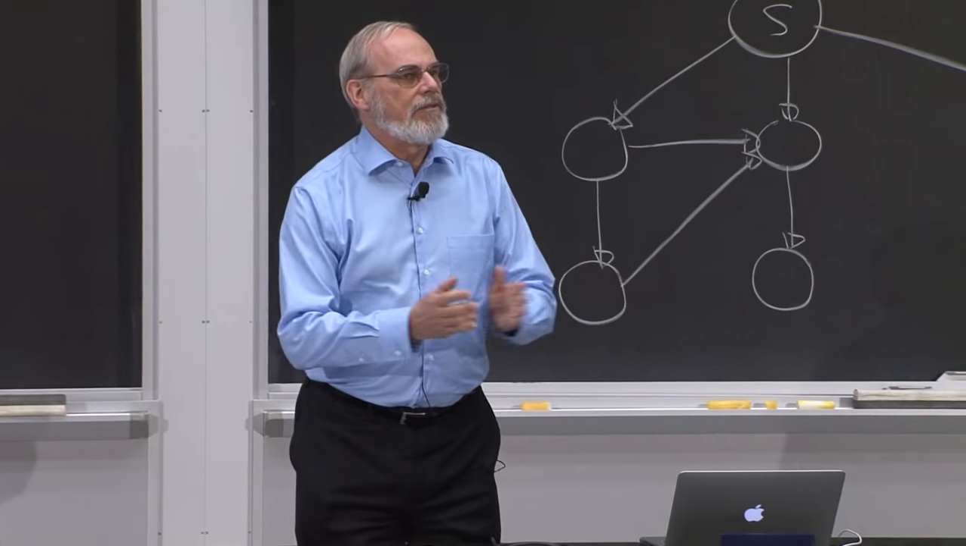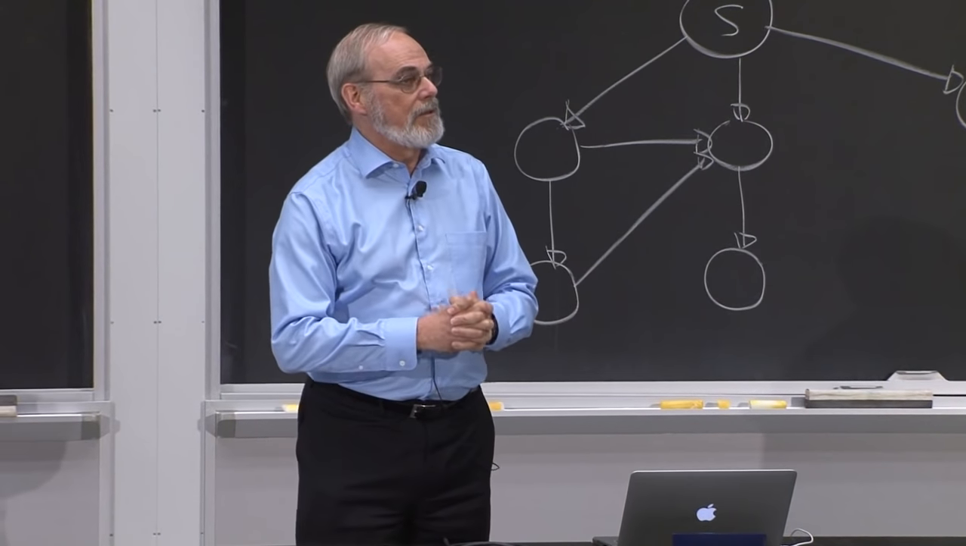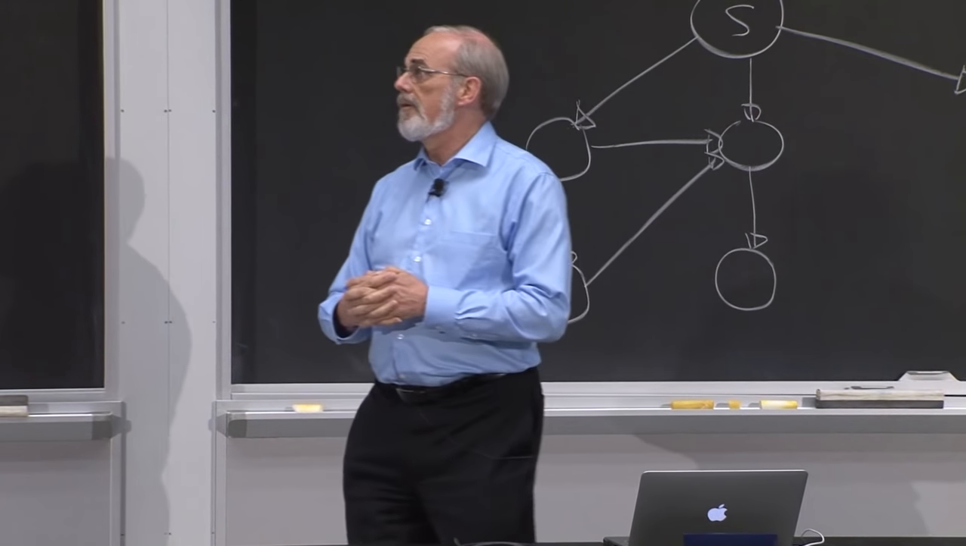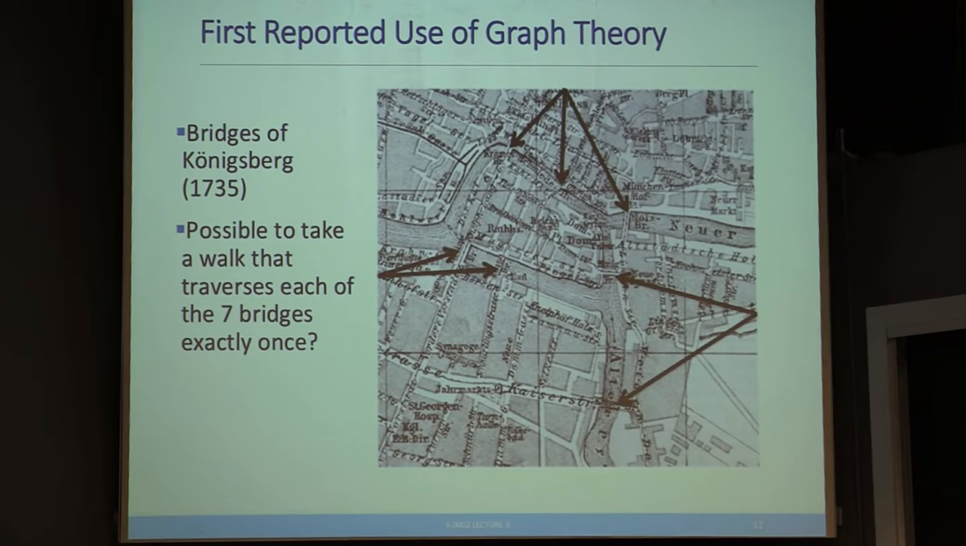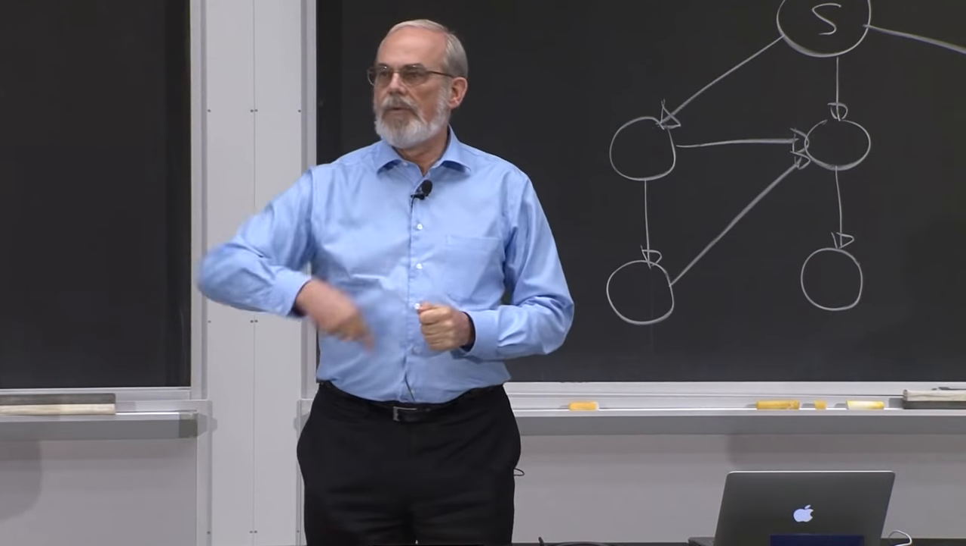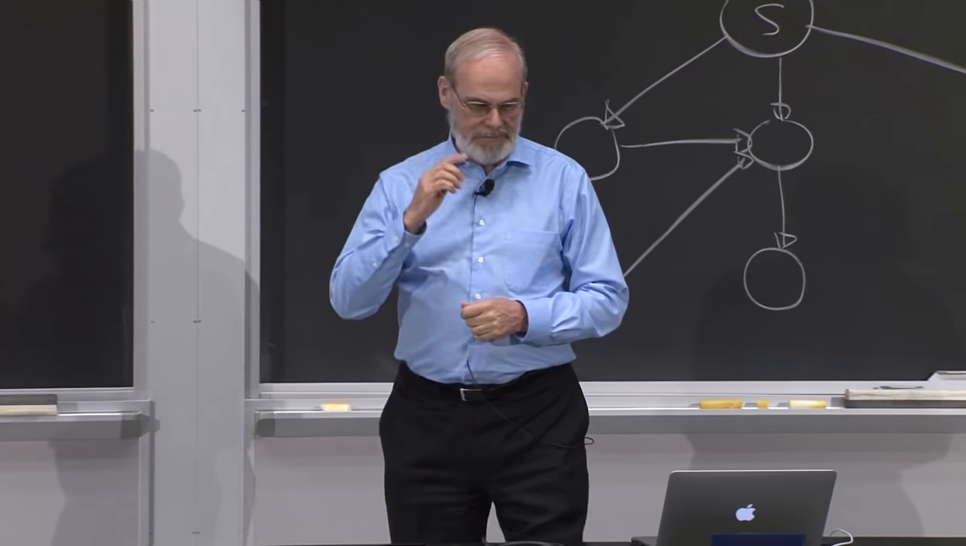Thinking about navigation through systems actually gives us a little bit of history, because in fact, the very first reported use of graph theory was exactly this problem. Early 1700s, it's called the Bridges of Königsberg. Königsberg's a city that has a set of islands and rivers in it. There are seven bridges that connect up those islands. And the question that was posed is it possible to take a walk that traverses each of the seven bridges exactly once? So could you take a walk where you go over each bridge exactly once?